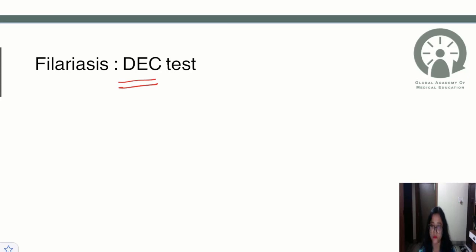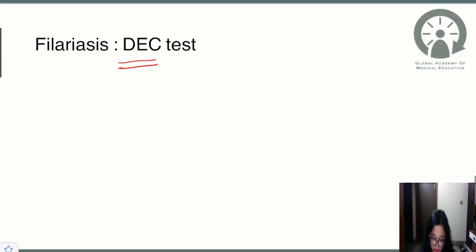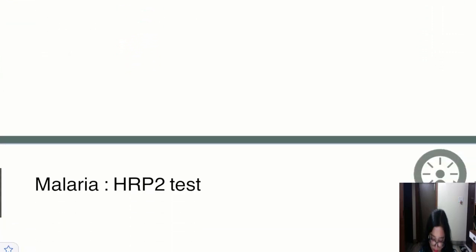So in order to avoid the situation, we will perform a diethylcarbamazine test where we will trigger the release of the microfilariae, which we can see 15 minutes to 1 hour after the administration of the drug. So most probably they had asked for the diethylcarbamazine test used for the diagnosis of microfilaria or Wuchereria bancrofti.